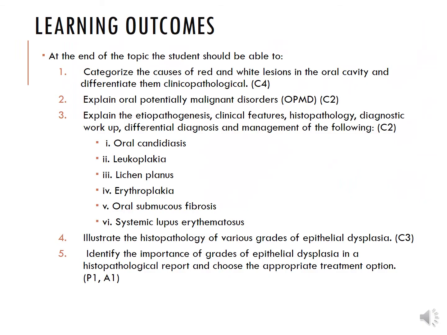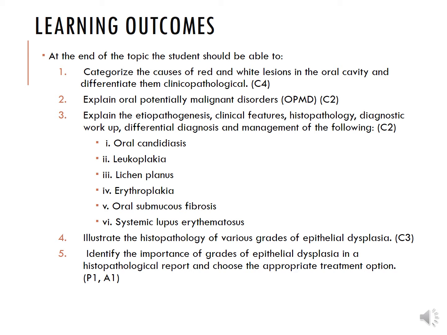All right. The learning outcomes of this topic are: number one, by the end of this topic, you should be able to categorize the causes of red and white lesions in the oral cavity and differentiate them clinico-pathologically. Number two, you should be able to explain oral potentially malignant disorders or OPMD. Number three, you should be able to explain the etiopathogenesis, clinical features, histopathology, diagnostic workup, differential diagnosis, and management of the following. Number one, oral candidiasis.